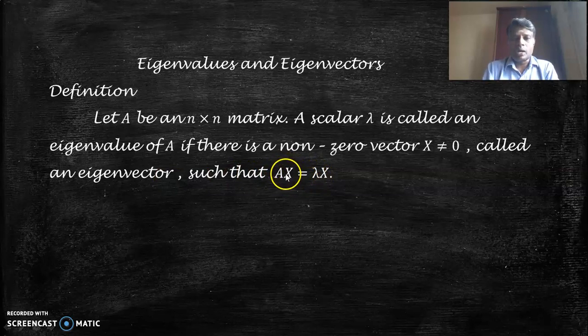X is called the eigenvector of the matrix A. It satisfies the equation Ax = λx. This means Ax minus λx, that is (A minus λI)x, becomes 0. So this is the definition for eigenvector.